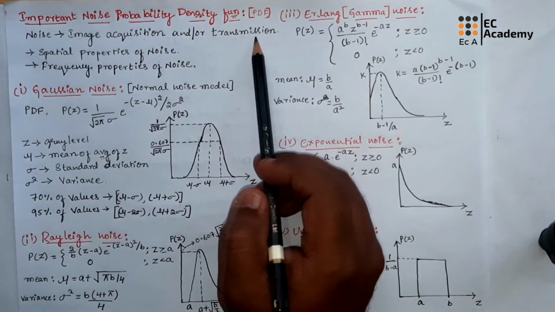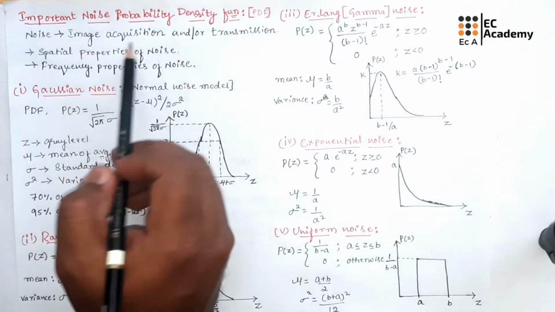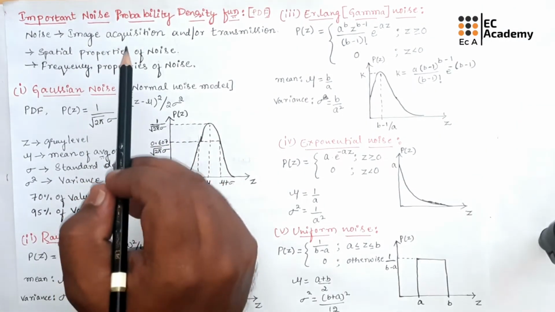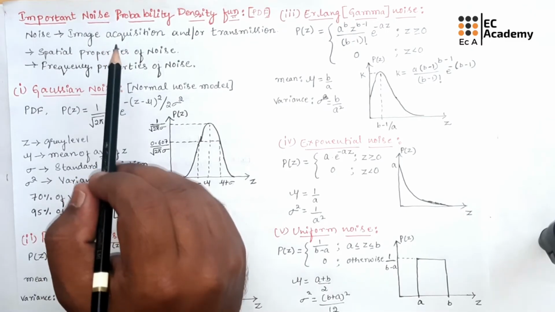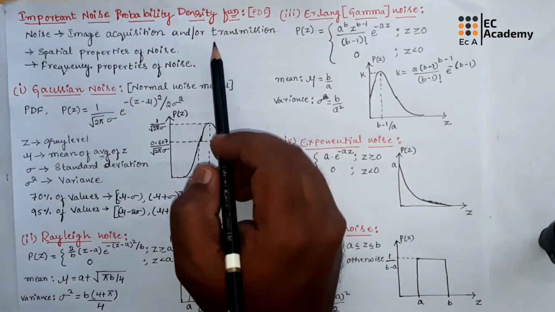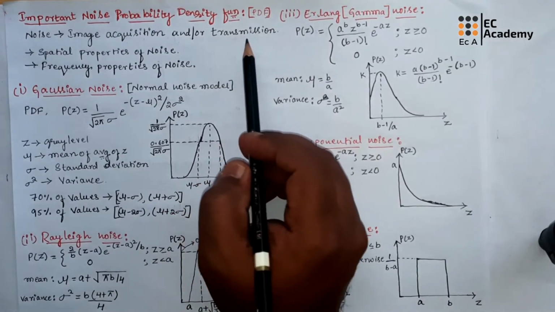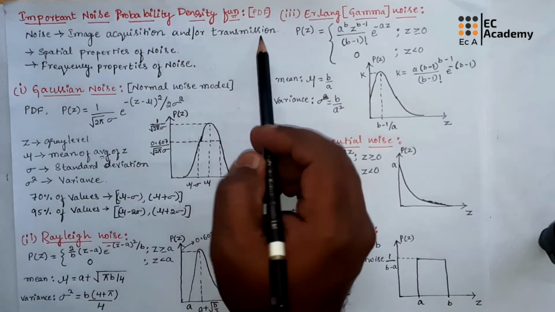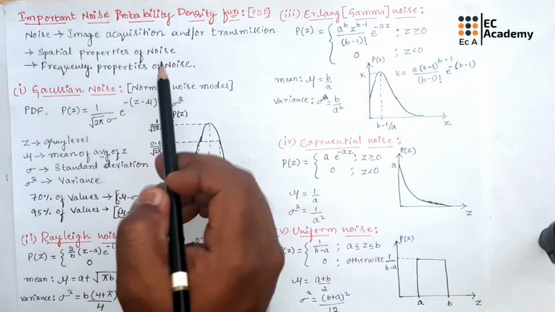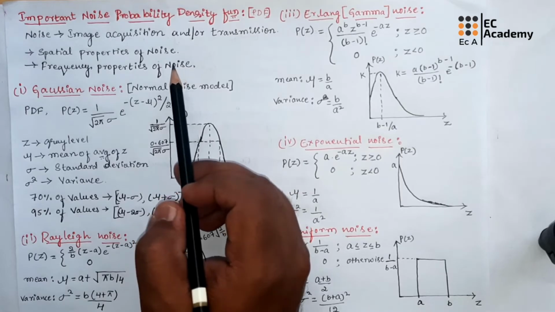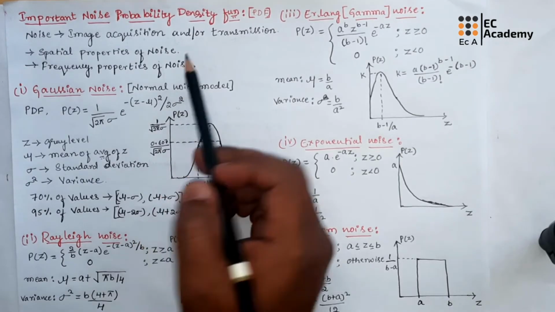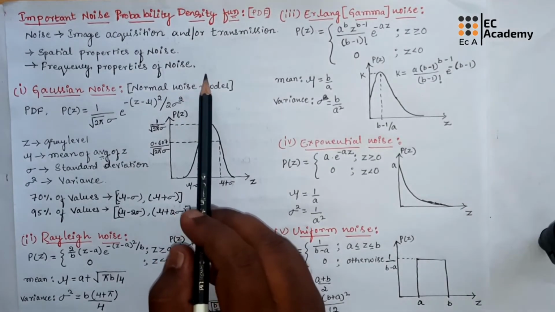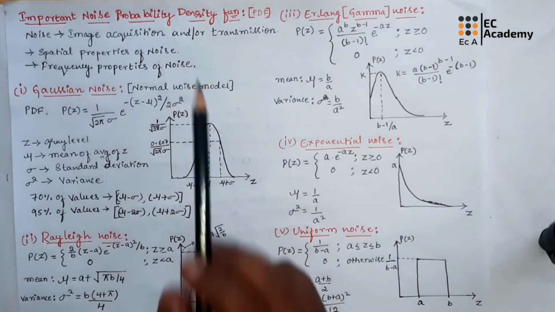only during image transmission. During image acquisition, the performance of the image sensor is affected by a variety of factors such as environmental conditions. During image transmission, due to interference in the channel used for transmission, the noise will be added into the image. The spatial properties of noise refer to the spatial characteristics of the noise, and the frequency properties of noise refer to the frequency content of noise in the Fourier transform.